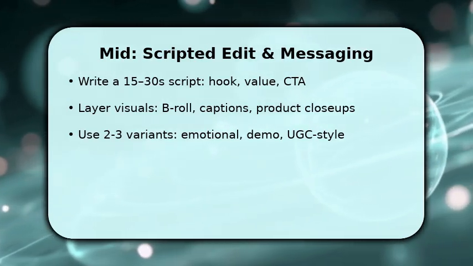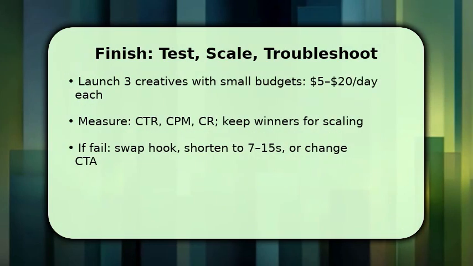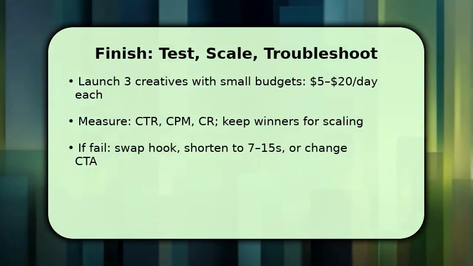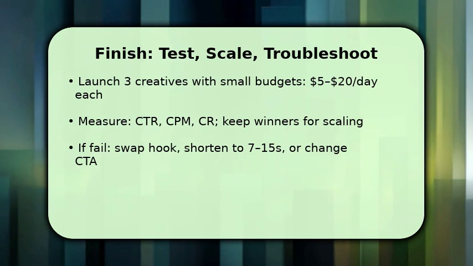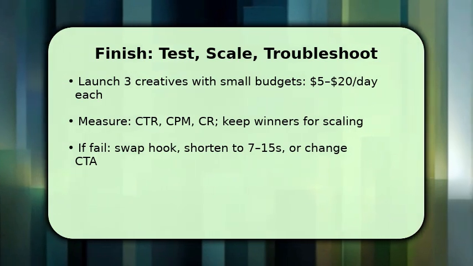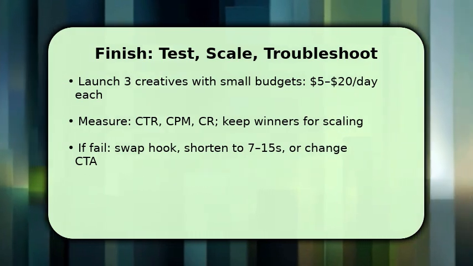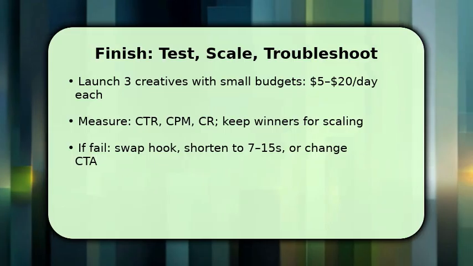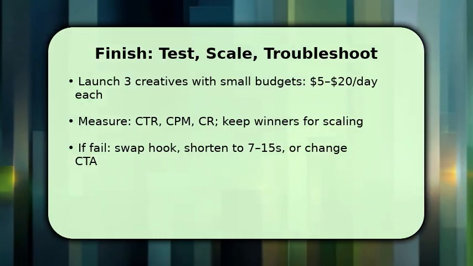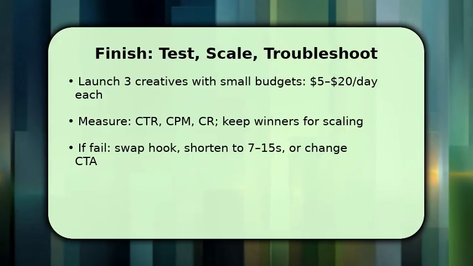Finish by running a structured test and planning scale. Launch 3 creative variants at small daily budgets so you collect meaningful data without overspend. Monitor key metrics: click-through, CPM, conversion rate, and pause underperformers quickly. Doubling spend only on consistent winners preserves ROAS.